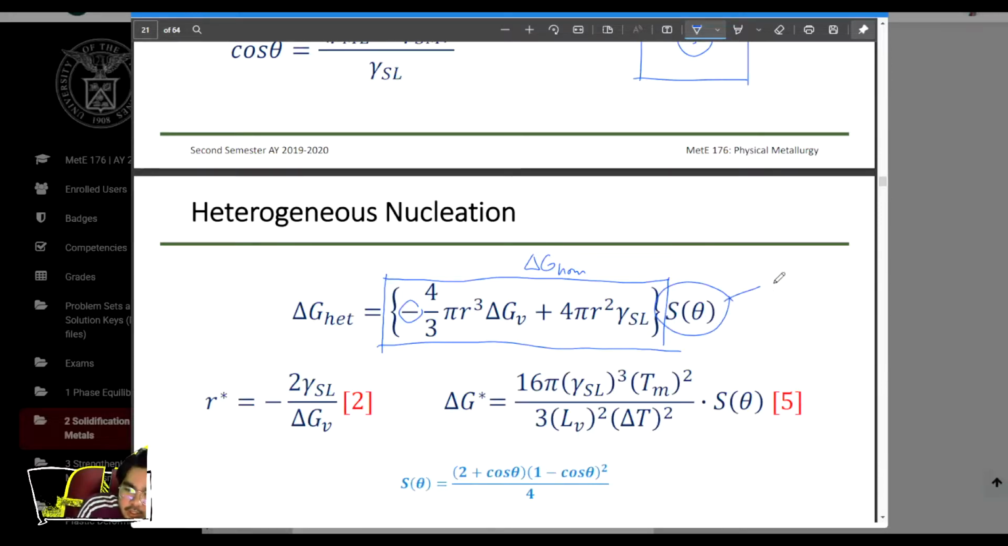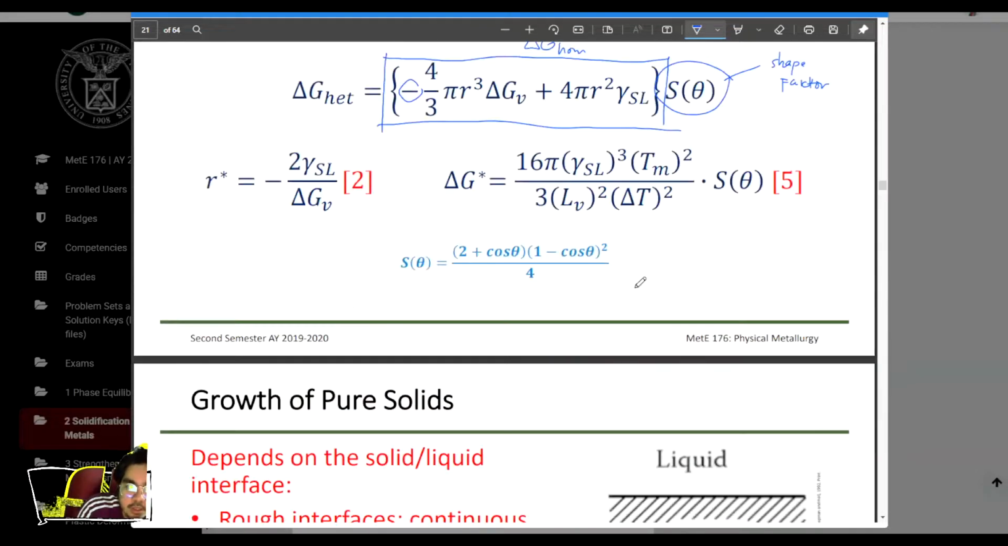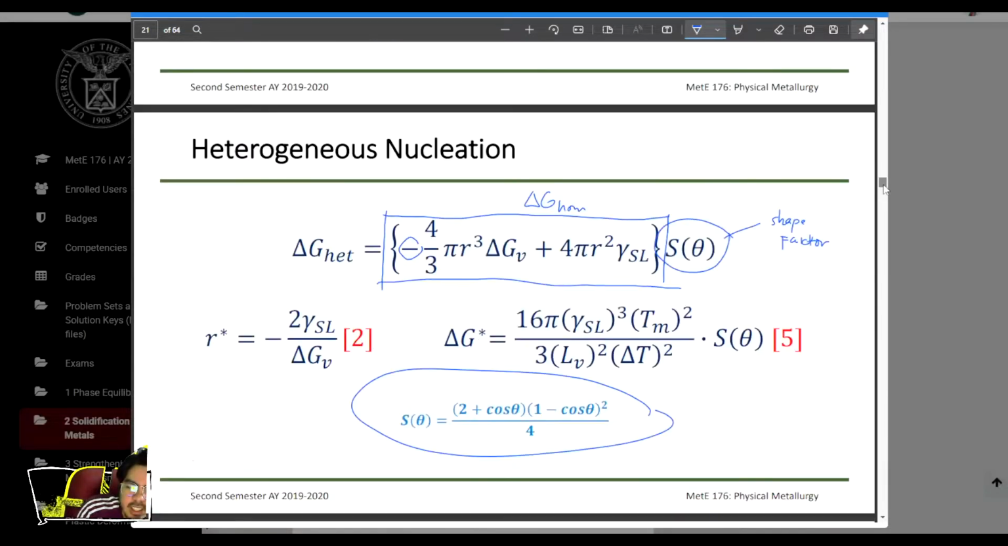We call this the shape factor. Shape factor tawag dito, and the shape factor is equivalent to ito siya, depending on the theta. Siguro you can compute for this on your own. To compute this, dapat ang i-assume mo is parang meron kang spherical cap, no? So parang ganyan, spherical cap siya. So ito yung mold mo, spherical cap. Tapos from the geometry, mako-compute mo na ganito siya.